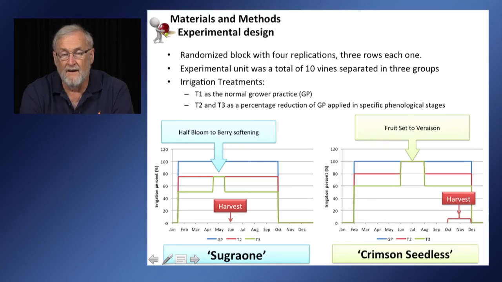And we've got some data here from a deficit irrigation project that we've got with grapes. And you can see the Sugar 1 on the left-hand side. You have both a sustained deficit and a regulated deficit. The treatment 2 is sustained at about 75% of the growers' practice uniformly throughout the season. The T3 is we reduce the applied water to about 50% until half bloom to berry softening. Then we go up to that 75%, so it's equal to T2, and then it drops back down after the berry softening.